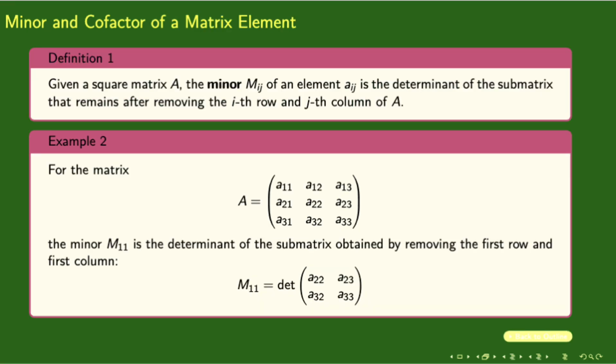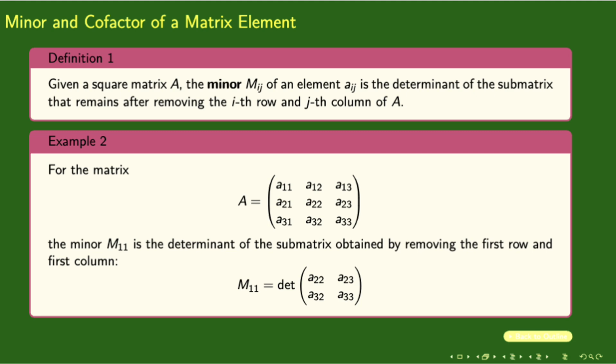matrix theory. In this slide, we will delve into the concept of the minor of a matrix element, an essential aspect of determinant calculations. The minor of an element Aij in a square matrix A is the determinant of the submatrix that remains after removing the ith row and jth column of A. For example, given the matrix A shown below, to find the minor M11 of the element A11, we remove the first row and the first column of A, resulting in a 2x2 submatrix. The minor M11 is then the determinant of this submatrix.